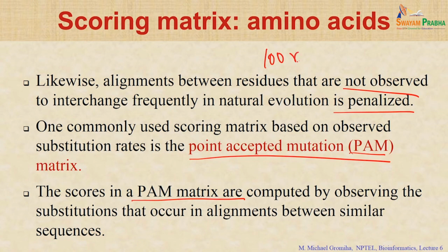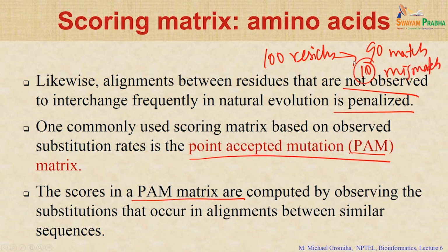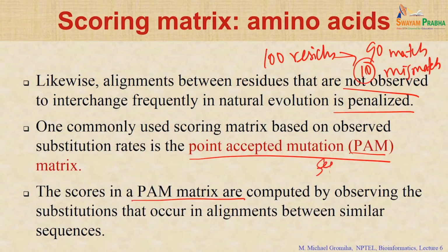In this case, if you have 10 residues, 9 will match and 1 is different. If you have 100 residues at 90% sequence identity, 90 will match and 10 will mismatch. Take these 10 and see which residue in sequence 1 is mutated to which residue in sequence 2. If you look at this carefully, there are two sequences, sequence 1 and sequence 2, for example AITV and AATV. What is the substitution? I2A. If I take this as sequence 1 and this as sequence 2, then what is the substitution?